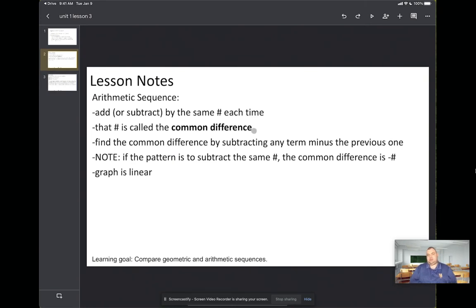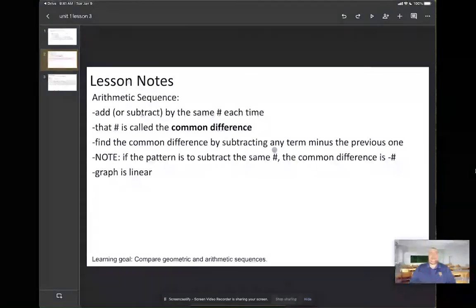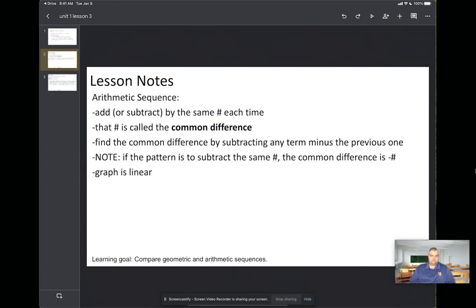In a geometric sequence, we call that number the common ratio. For an arithmetic sequence, that number that you add or subtract each time is called the common difference. So similar concept, except different name, common difference. And we can find the common difference by subtracting any term minus the previous one. So we can take any term, subtract the previous one, and that tells us our common difference.